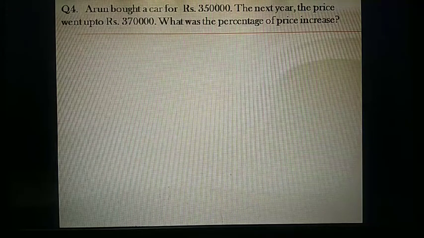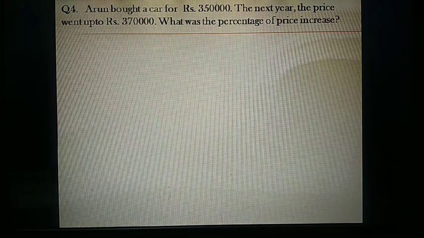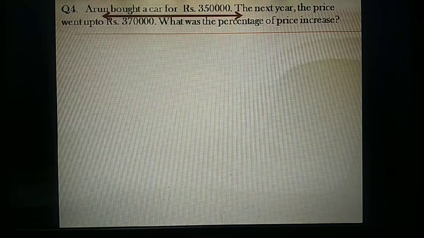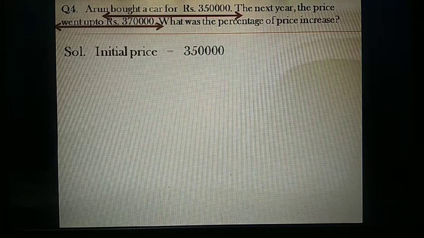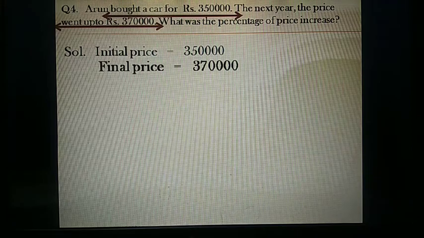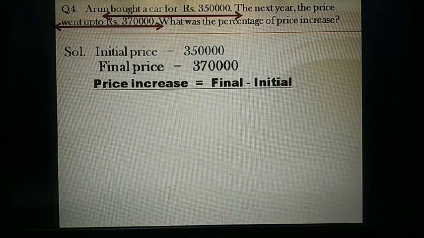Arun bought a car for rupees 35,000. The next year the price went up to rupees 37,000. What was the percentage of price increase? Again, this is the initial value given to you and this is a final value given to you. You will first find the change here. Here the final is greater than the initial value. So we will write final minus initial to get the change.